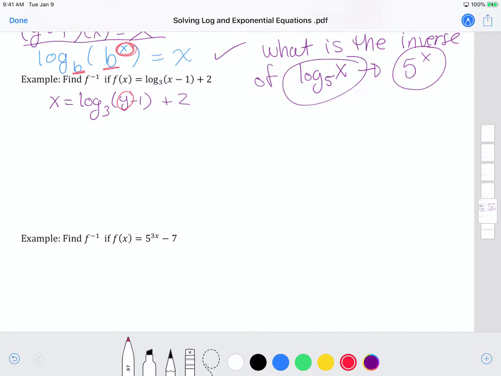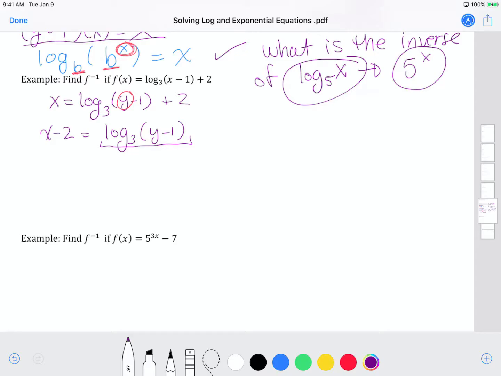Well, now we have a log equation to solve, and we just learned about how to solve log equations so that we can do this with no problem. So the first step in solving a log equation is get all the logs together condensed on one side and everything else on the other. So the first thing I want to do is subtract 2 from both sides. And that way, I get my log condensed by itself.